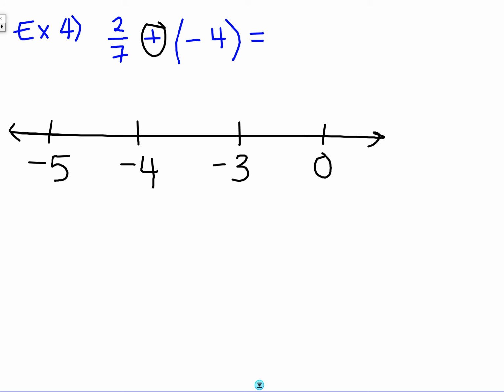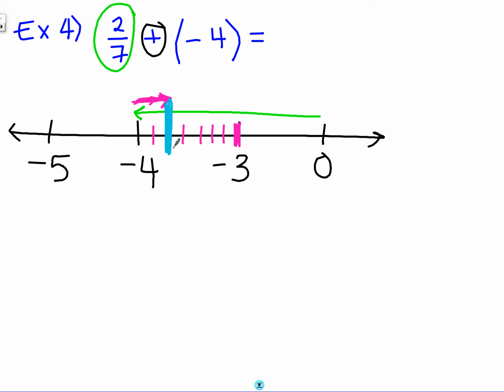In this case, I'm going to start from 0, go to -4, and then I'm going to add on positive 2/7. So I know I'm going to have to turn around and go this direction. So I'm going to break this into 7 parts. 1, 2, 3, 4, 5, 6, and the 7th part is at -3. So I need to go back 2 of the 7 parts. That would make us stop right here.